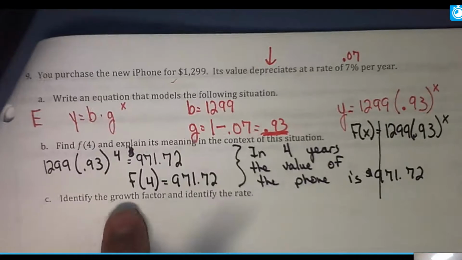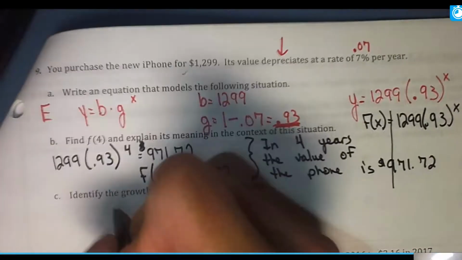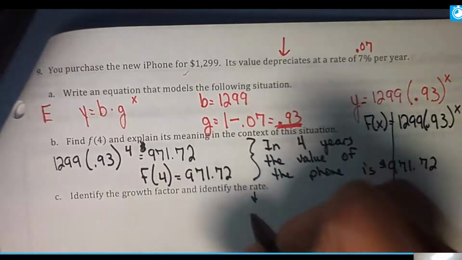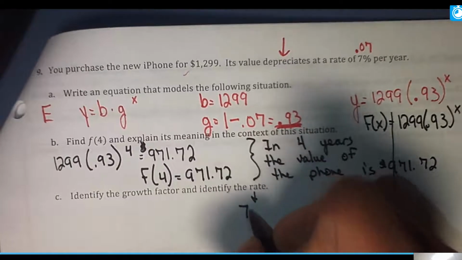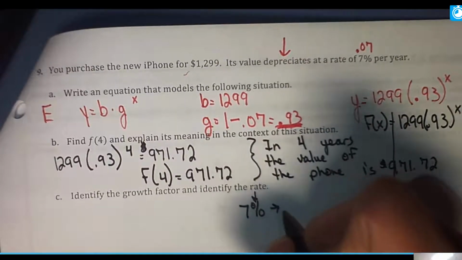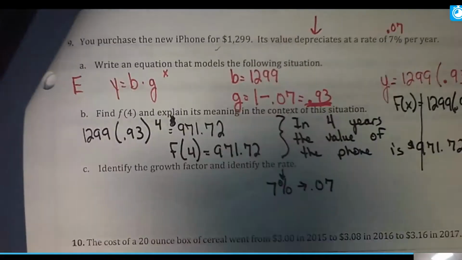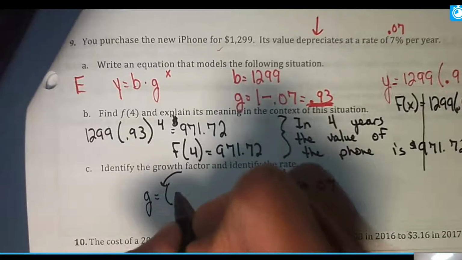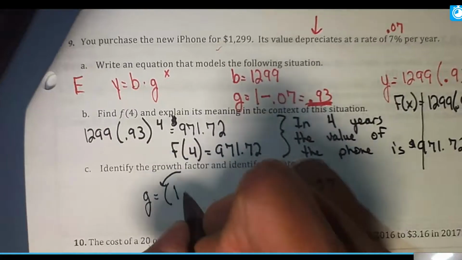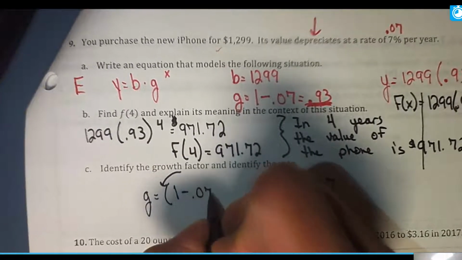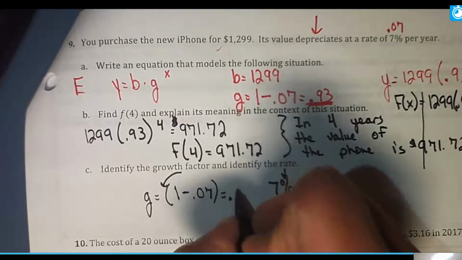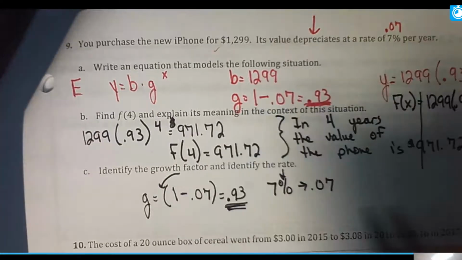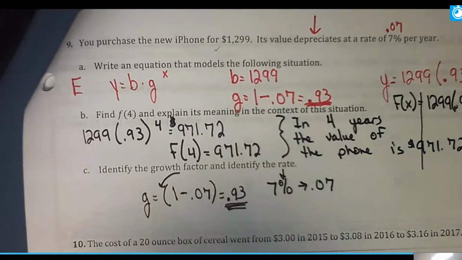So identify the growth factor and the rate. So again, the rate was the 7% that we turned into a decimal. And we got the G because we took 1, I don't have to put that in parentheses, and subtract the decimal to get the 0.93. So that's the growth factor, and this is the rate at which it changed.